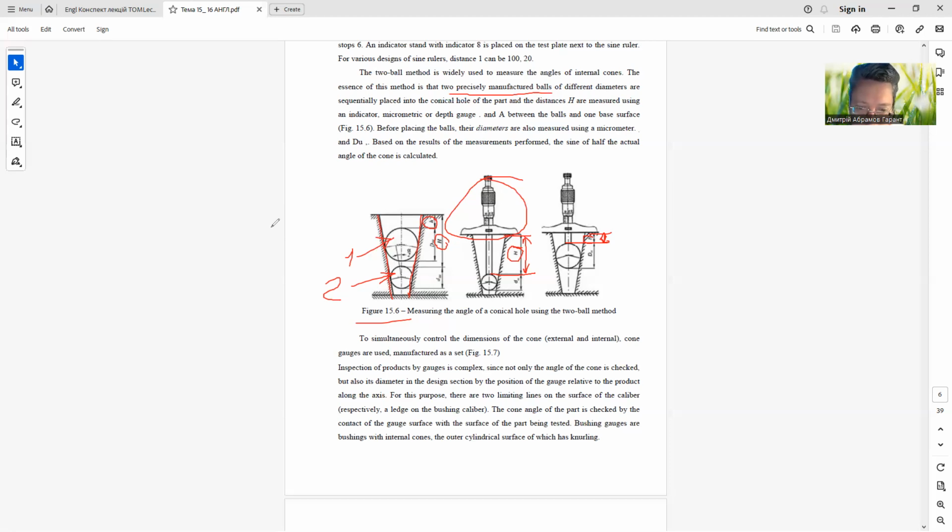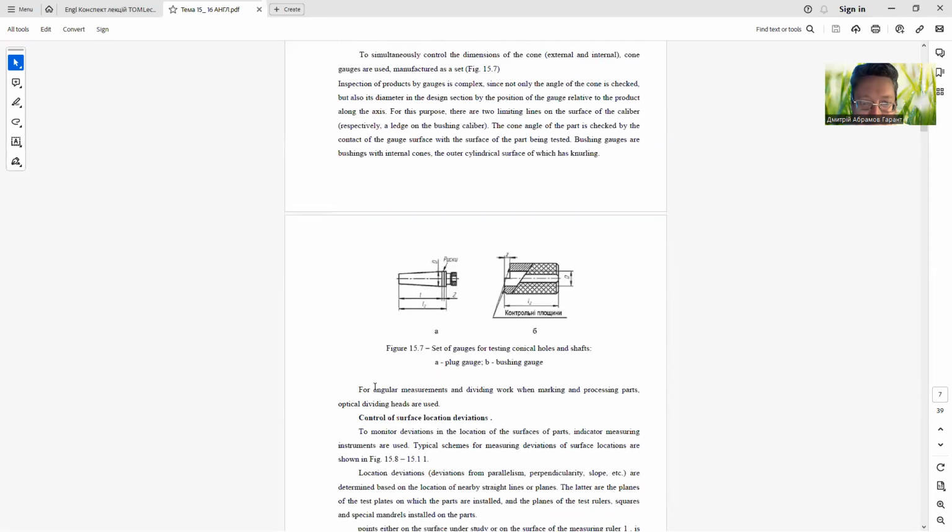To simultaneously control the dimensions of the cone, external and internal, cone gauges are used, manufactured as a set, like in figure 15.7. Let's look at figure 15.7. You can see in this slide, figure 15.7, a set of gauges for testing conical holes and shafts. A is the plug gauge, and B is the bushing gauge.